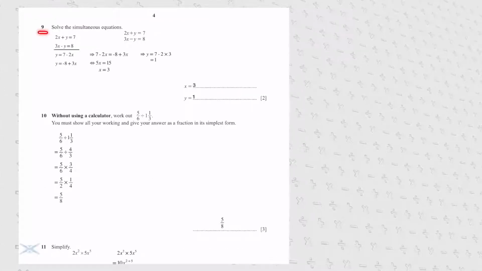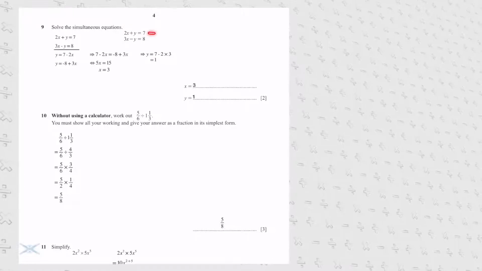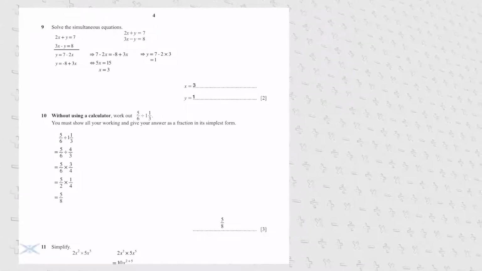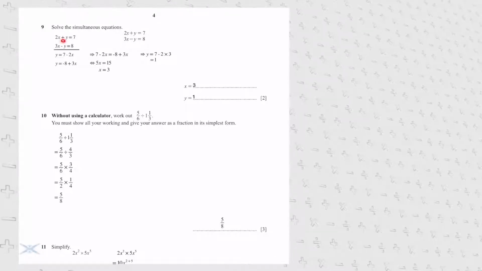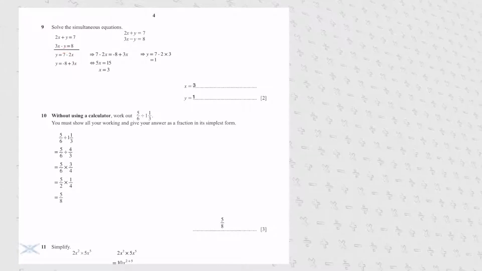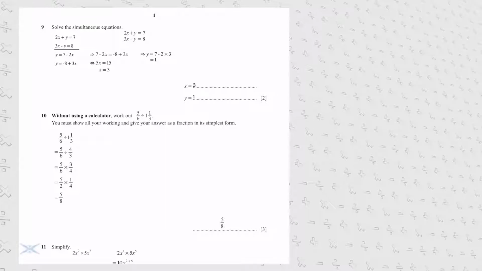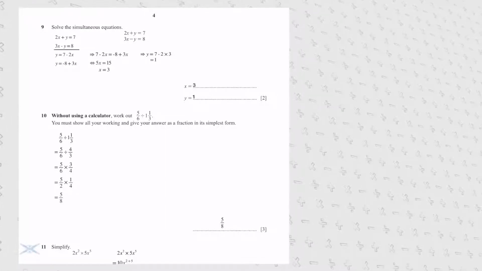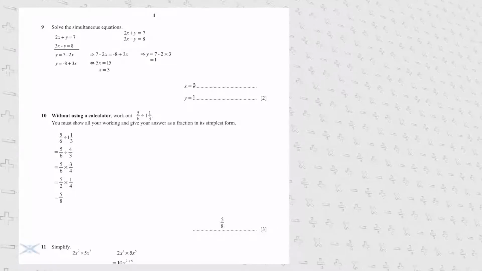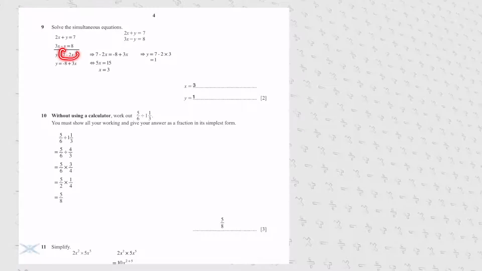Next to exercise 9, here we are required to solve the simultaneous equations 2x plus y equals 7 and 3x minus y equals 8. Since in both equations the coefficient of y equals 1 or negative 1 respectively, the best approach to solve the simultaneous equations efficiently would be solving it by substitution. So in a first step, we rearrange both equations for y, and in a second step we would substitute y in the second equation for its corresponding expression in the first equation.